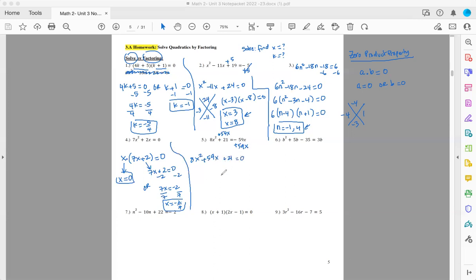And again, you can do the x method, or you can try to factor it out. A lot of students like the x method. In this case, you're going to do it with grouping. Most of you prefer that. I think almost all of you prefer that.